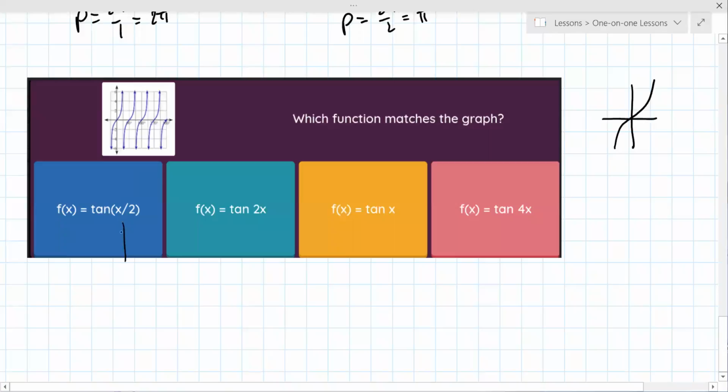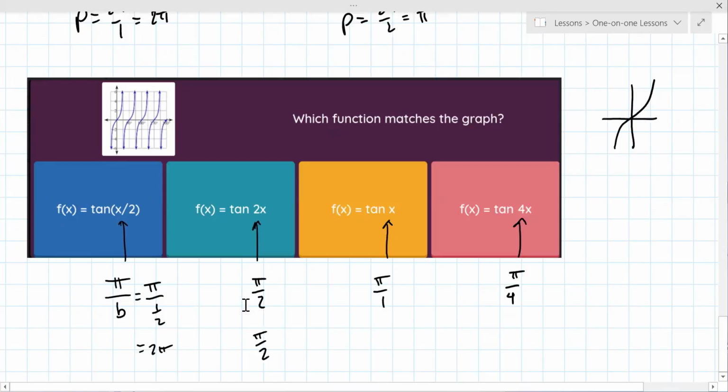You'll notice the difference here is they all have a different period. And the period here is actually pi over b, not 2 pi. So this is like pi over 1/2. This one is pi over 2. This is pi over 1. And this one is pi over 4. The other challenging thing here is that the graph is in degrees, not radians.